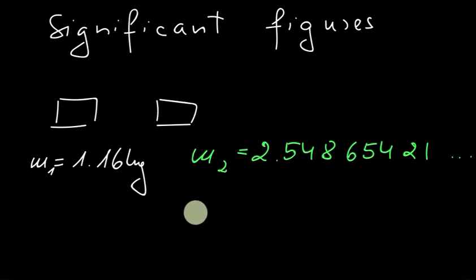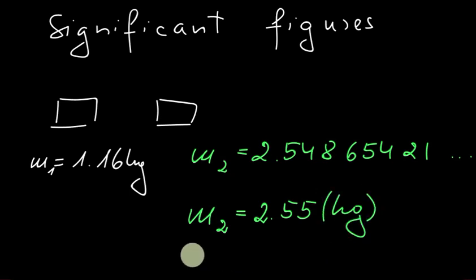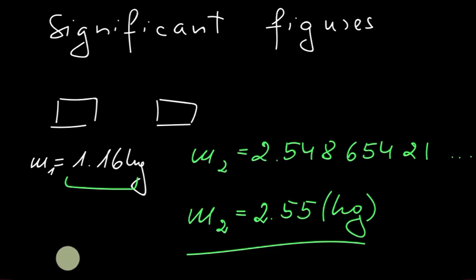Now, when reporting your final answer, you should write it as accurately as it was in the given problem. So you would write that the mass of the second object is equal to 2.55 kilograms. That's how your answer should look. You round your answer to 2 digits after the dot, or 3 significant figures in total, because they are determined by your problem.